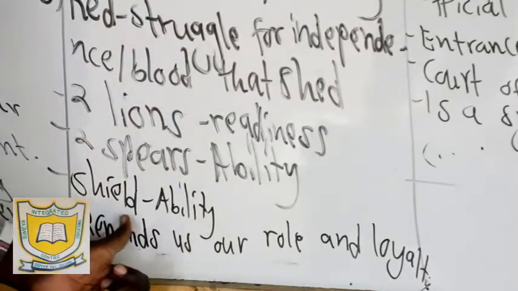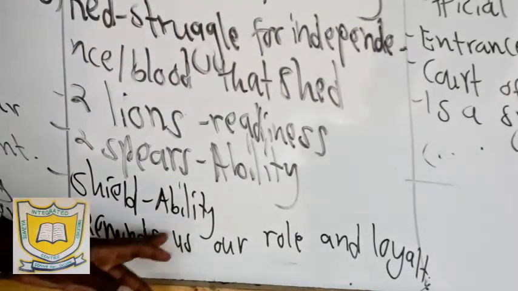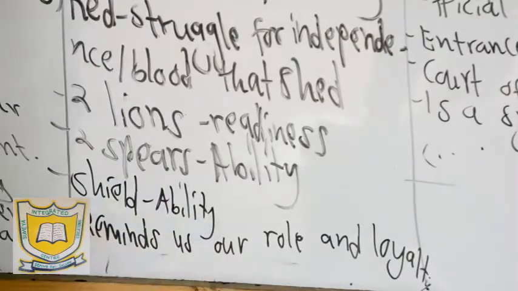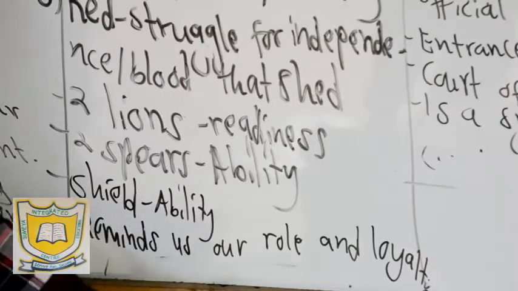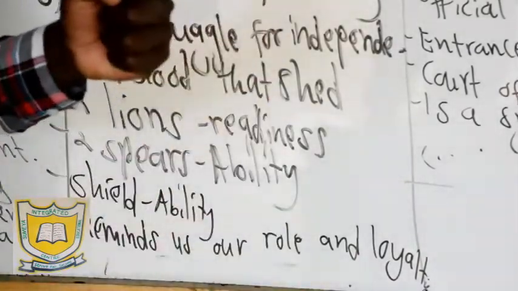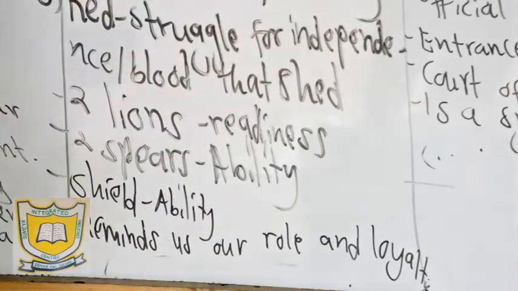And then we have the shield. The shield is also represented where the two lions are standing on the national flag. So this also shows the ability to defend ourselves or our country from our enemies and so on.